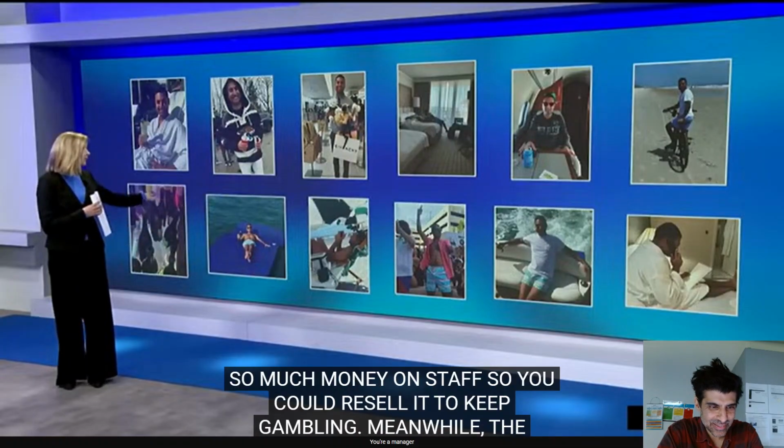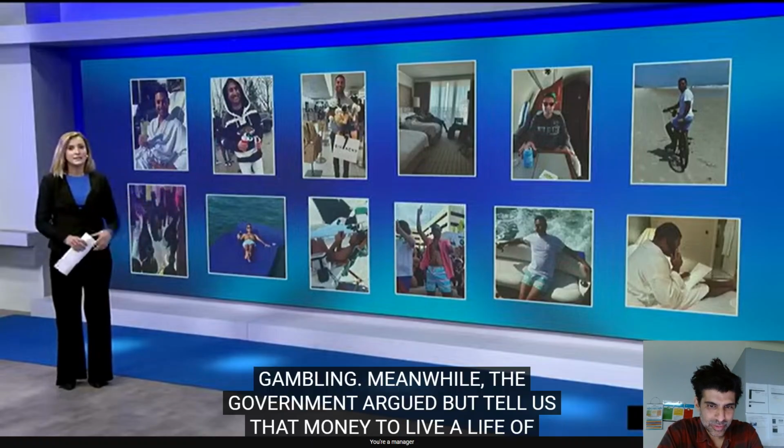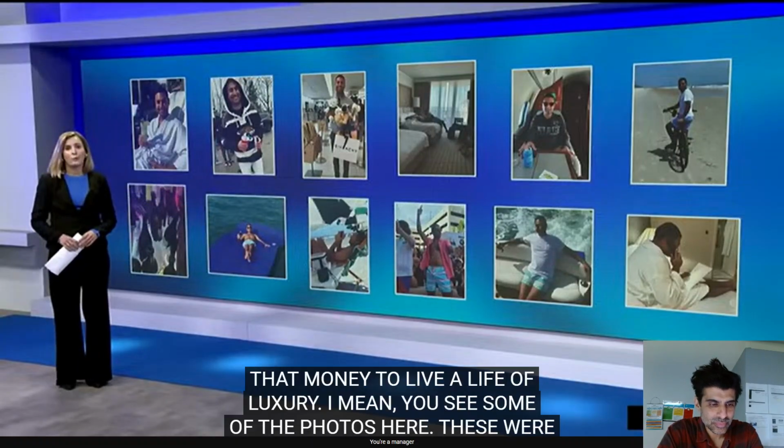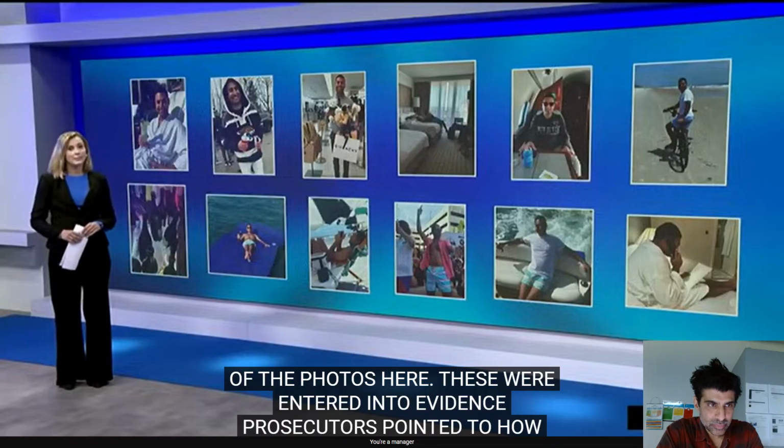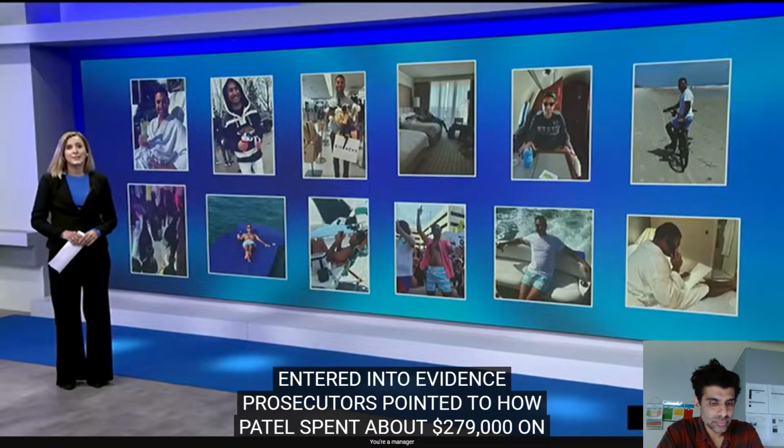I mean, you see some of the photos here. These were entered into evidence. Prosecutors pointed to how Patel spent about $279,000 on travel, making trips to Miami, Sea Island, London, and more.